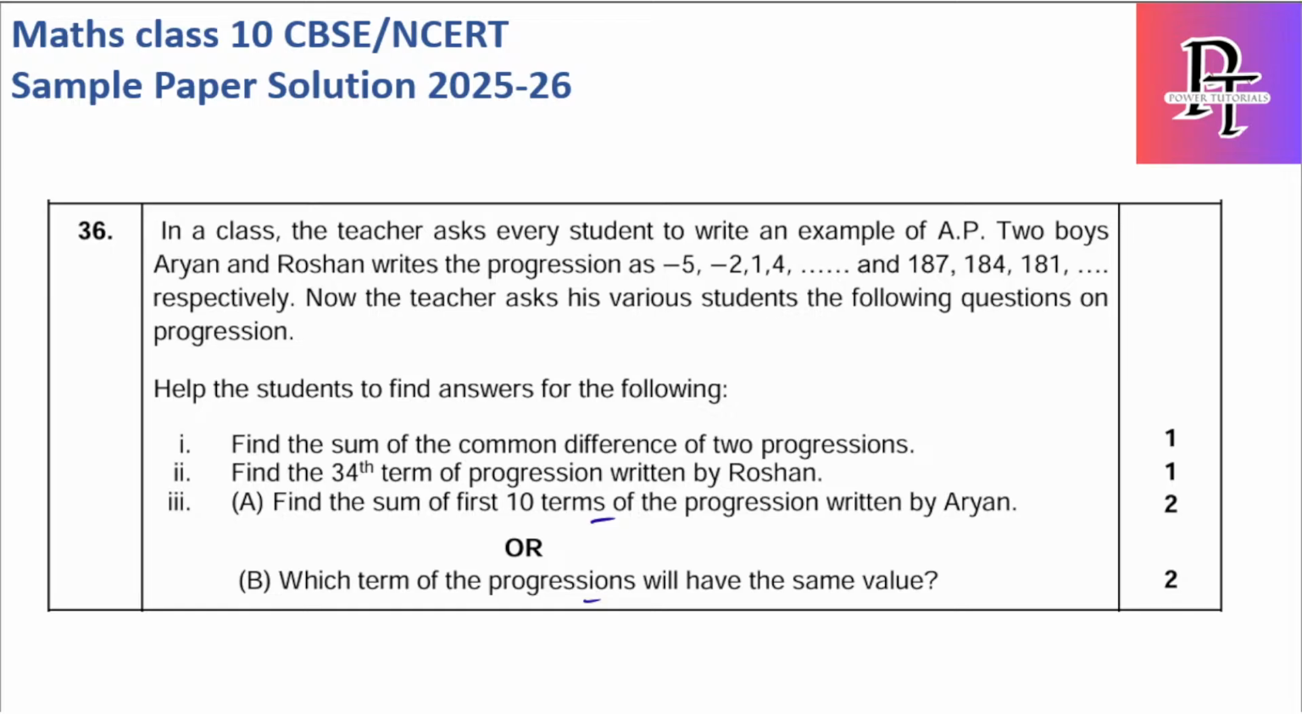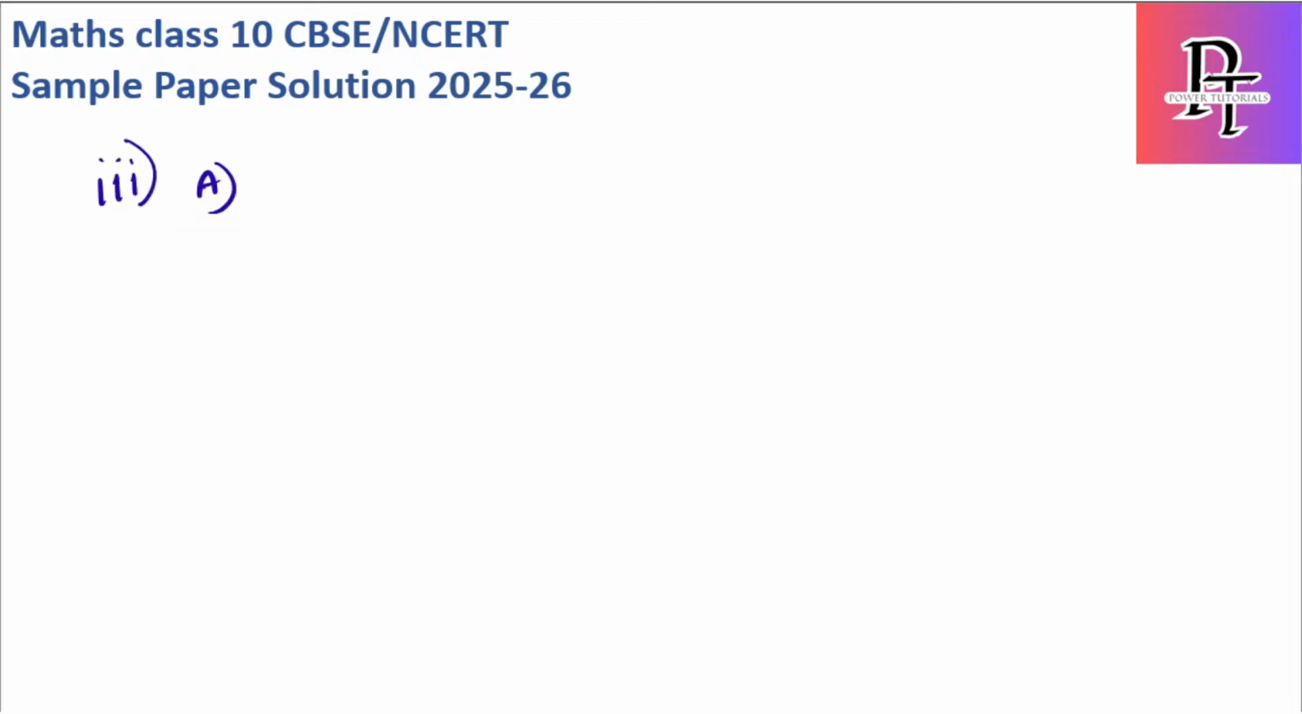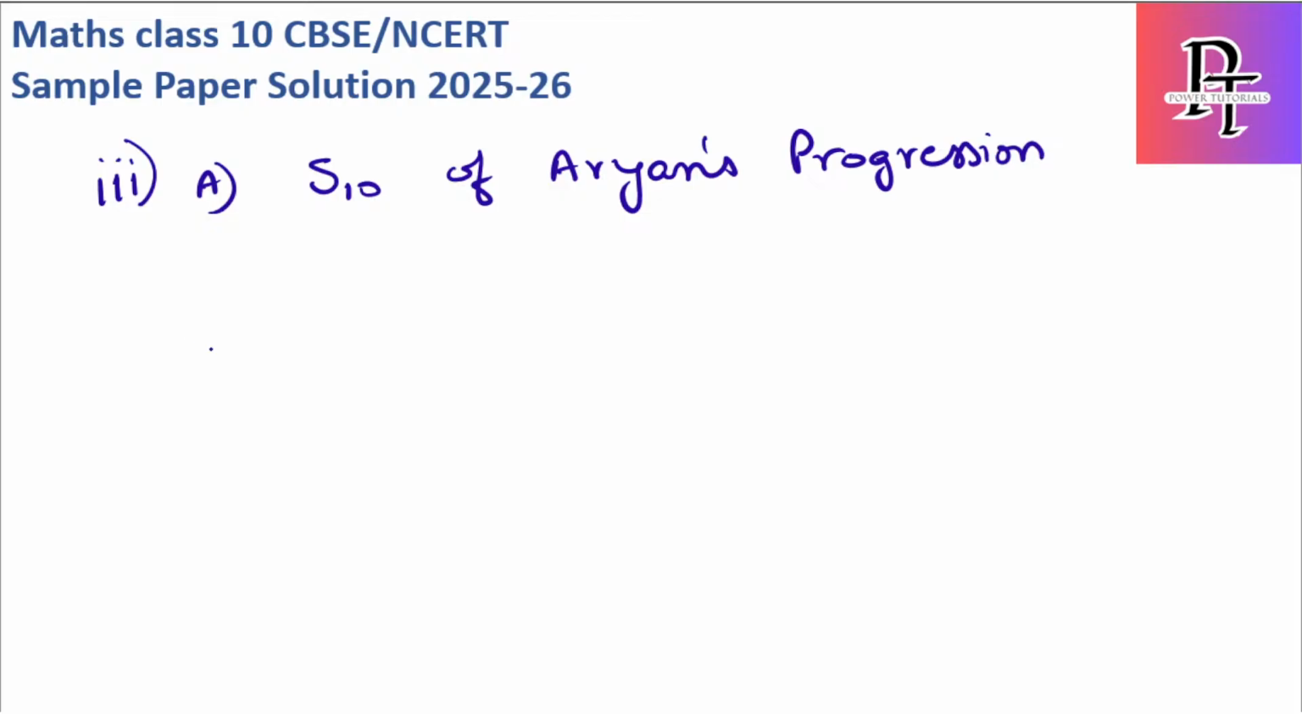Find the sum of the first 10 terms of the progression written by Aryan. Sum of 10 terms of Aryan's progression. First, sum of n terms, we already have the formula: n by 2 into 2a plus n minus 1 into d. Always write the formulas for this type of questions. Don't skip it, because even the formula can have some weightage.